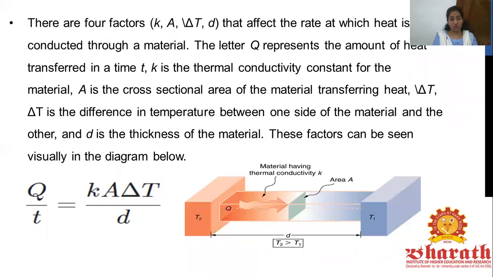That is your K, the conducting constant. A is your area. Delta T is the temperature difference, and D is the thickness of your material. Let's look at what they have spoken about. Letter Q represents the amount of heat that is transferred in a particular time T. K is your thermal conductivity constant. A is your cross-sectional area. Delta T is the difference in temperature from one side to the other side. And D is the thickness of your material. These factors can be seen visually in the diagram.